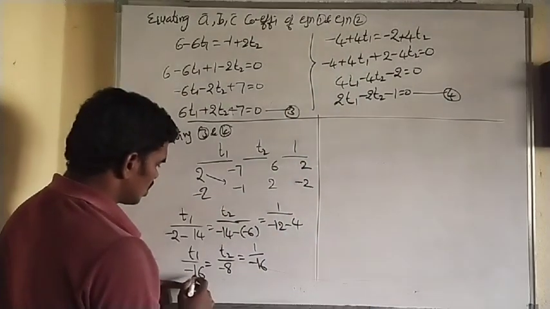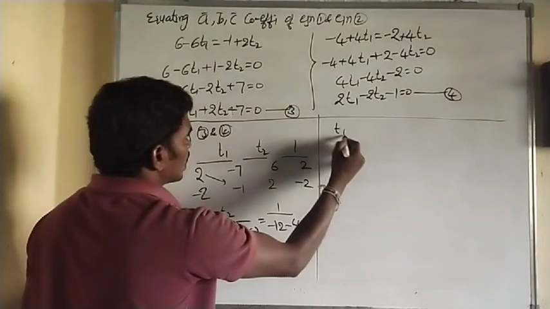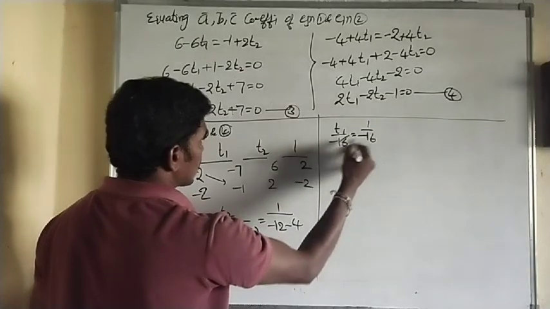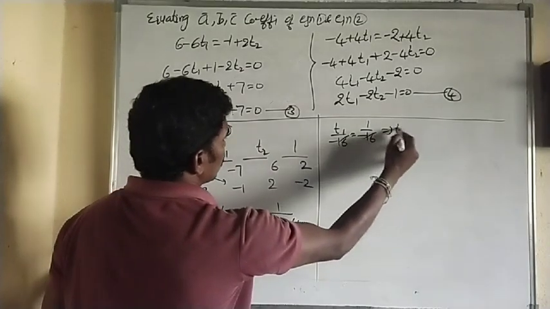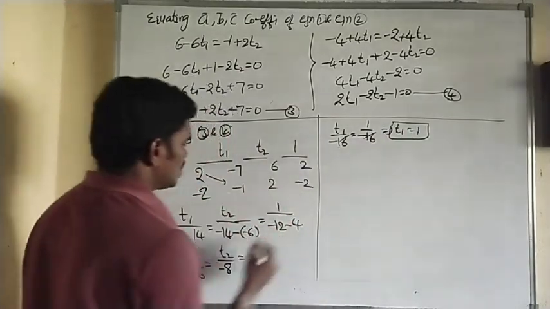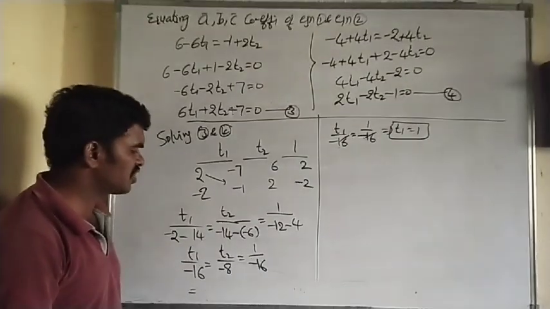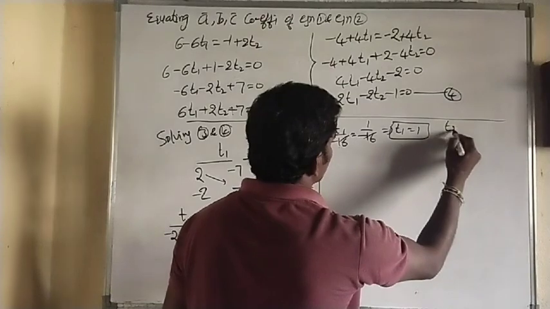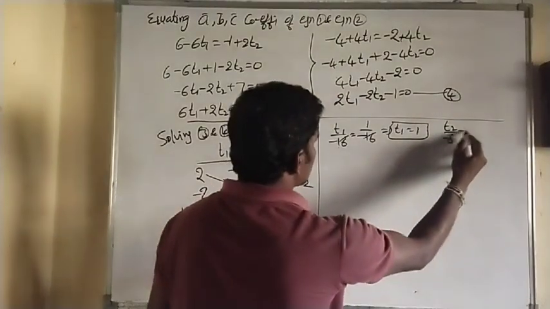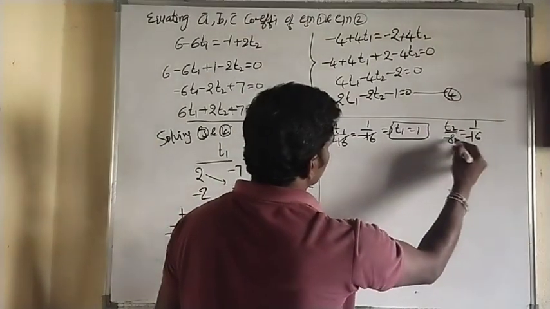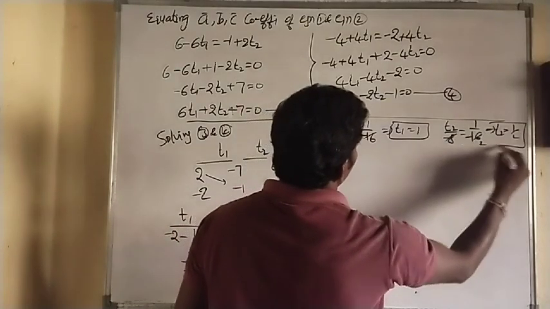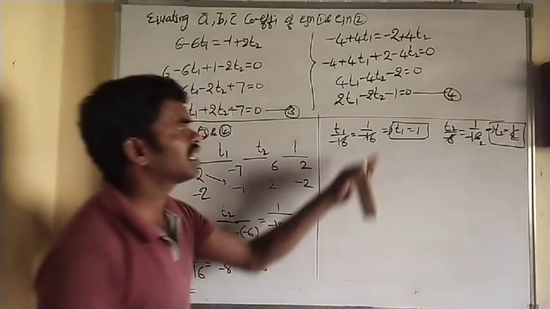Next, comparing first and last, we can get t1 by minus 16 equal 1 by minus 16. Cancel, we get t1 equal to 1. Similarly, solving second and third, we get the t2 value, 1 by 2. So t2 by minus 8 equal 1 by minus 16, so t2 equal 1 by 2. One value is enough, so I am taking the t1 value.